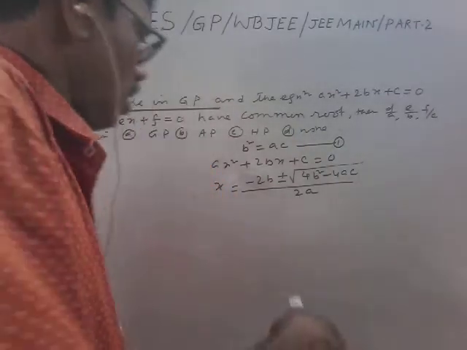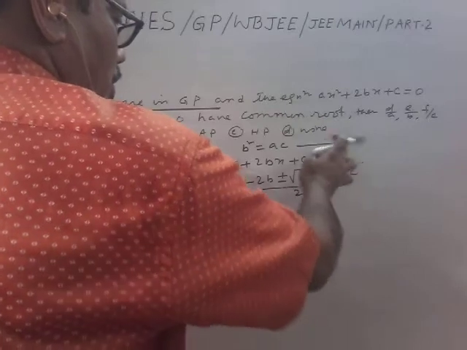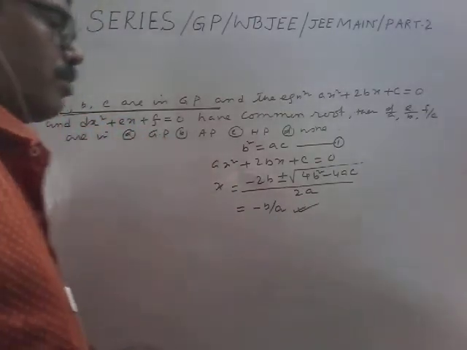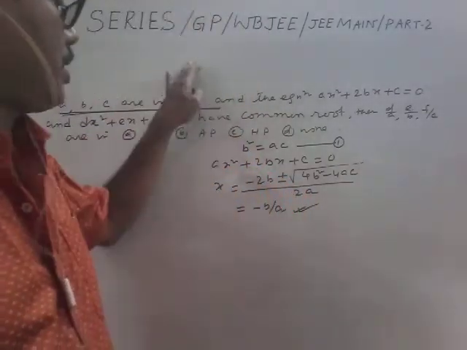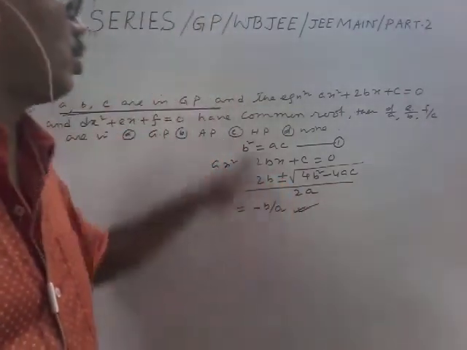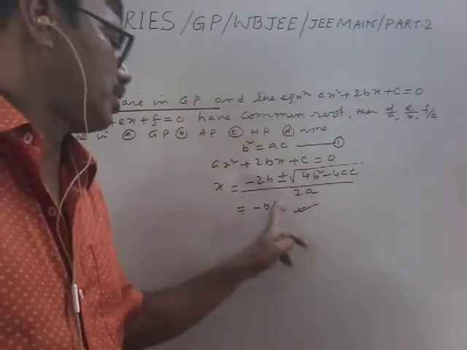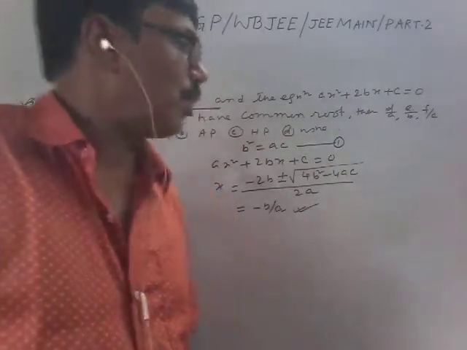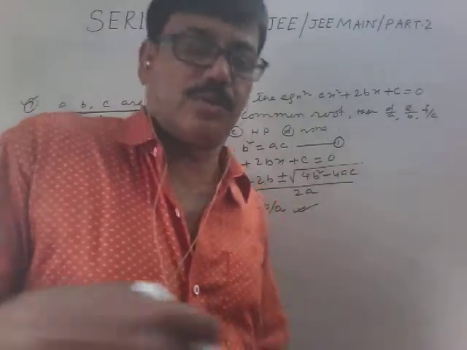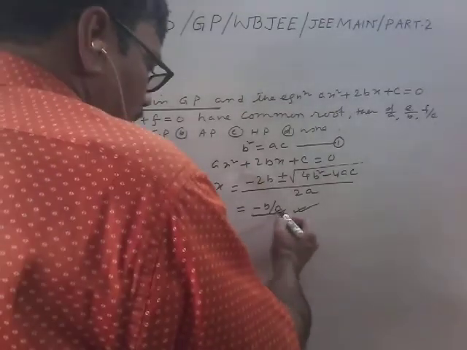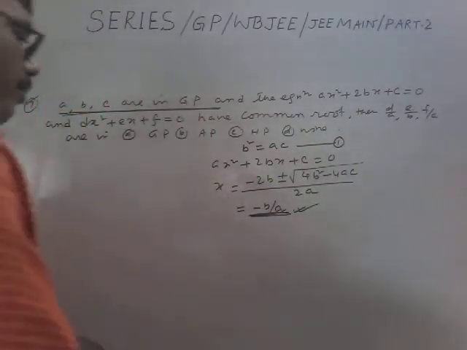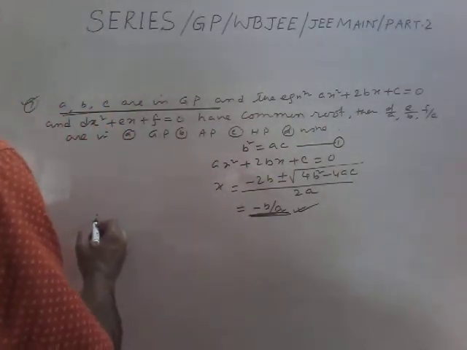Now this one is 0 from equation number 1. So we are getting x equals minus b by a. Since A, B, C are in GP, this part is 0. So minus b by a. So both roots of the equation are repeated, this is minus b by a. Since the second equation has a common root, x equals minus b by a is also a root of the second equation.